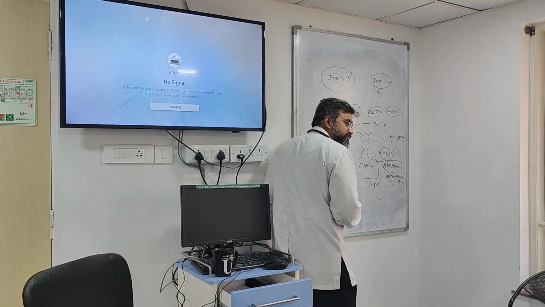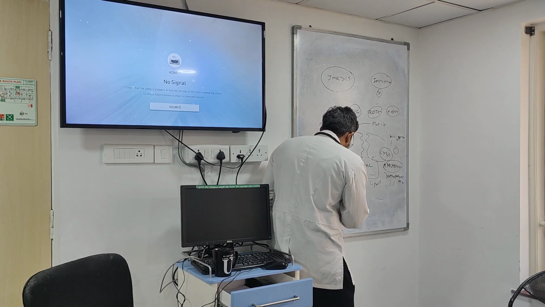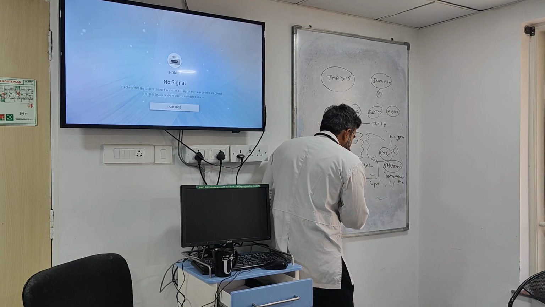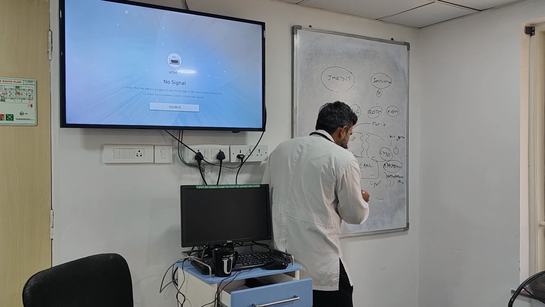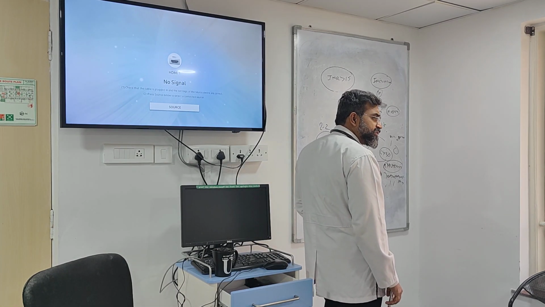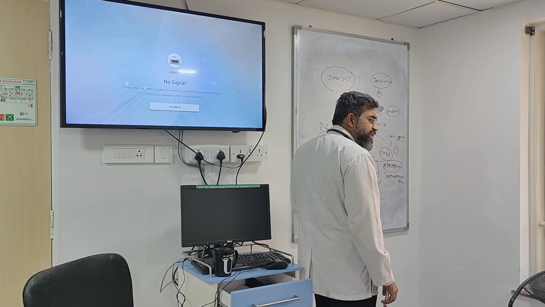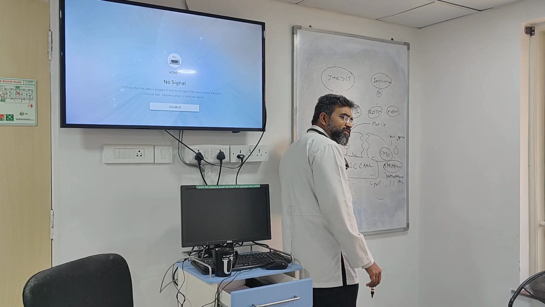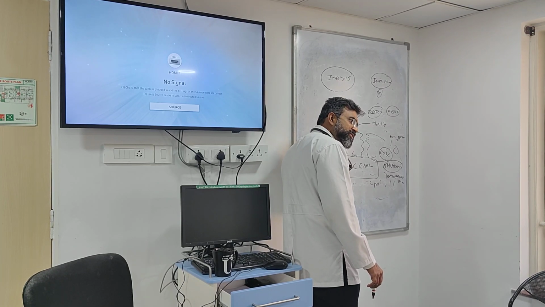Then INR, PTT, all that should be deranged here also, because this is liver cell failure, cirrhosis. Then the patient will be very sick. In this consumption here, platelets are consumed. What else is consumed here? Factors are consumed. So which factors are consumed? All the factors are consumed. That's why the INR is deranged, right?